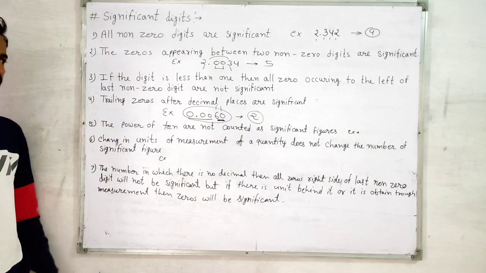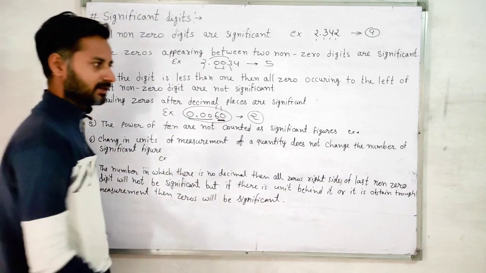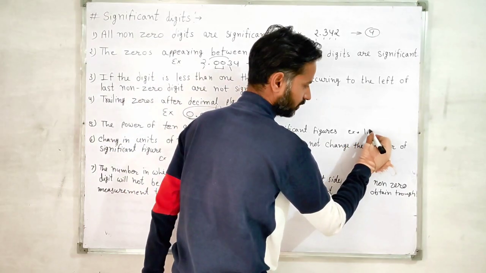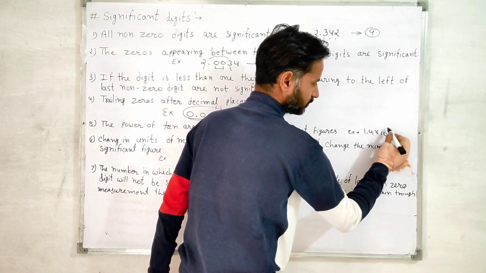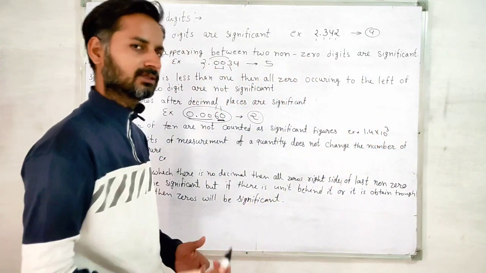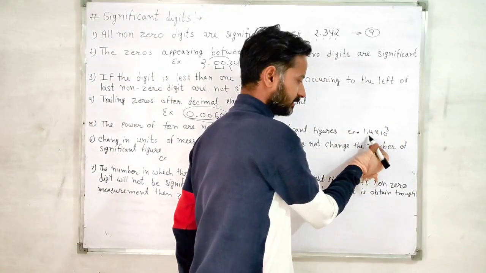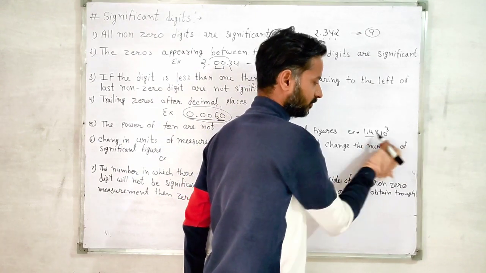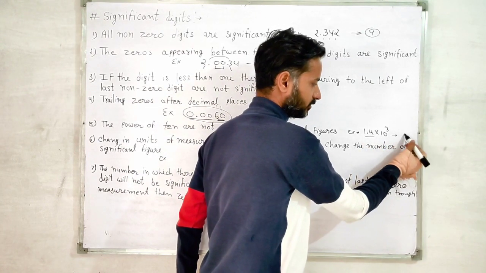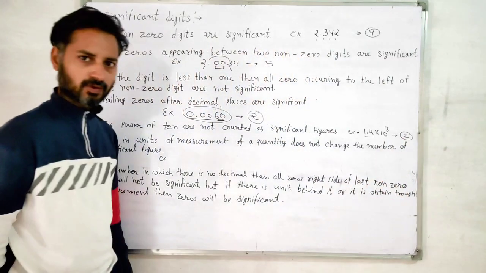Next rule is the power of 10 is not counted as a significant figure. In this case, let us take 1.4 into 10 to the power of, say, minus 4, anything. In this case, the significant digits will be 1 and 4. So, digits are 2.